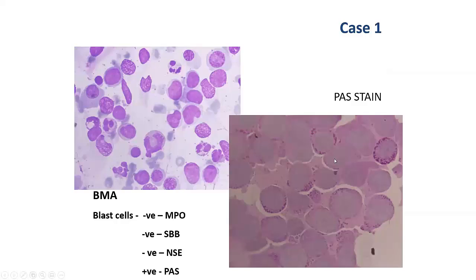Going on to the cytochemistry, the myeloperoxidase was negative, Sudan black B was negative, non-specific esterase was negative. What we found was positivity with PAS stain. You can see this is a PAS stain. The cytoplasm is showing us pinkish granules. Now, such pinkish granules in the blastoid cells are seen in cases of AML M6.